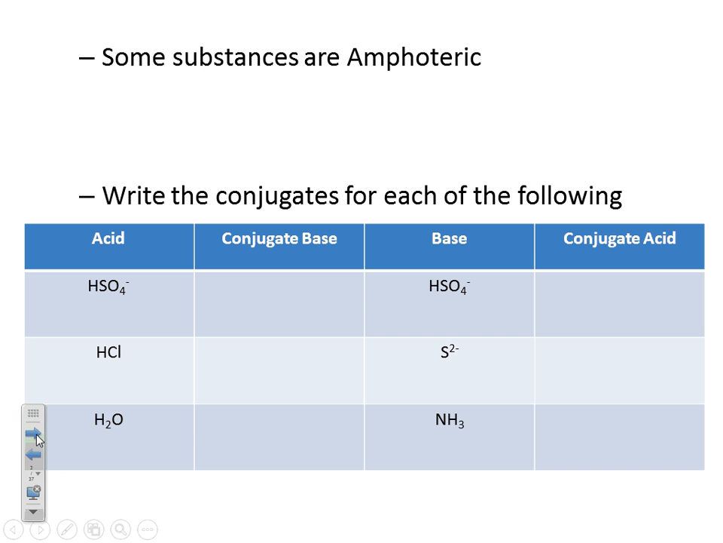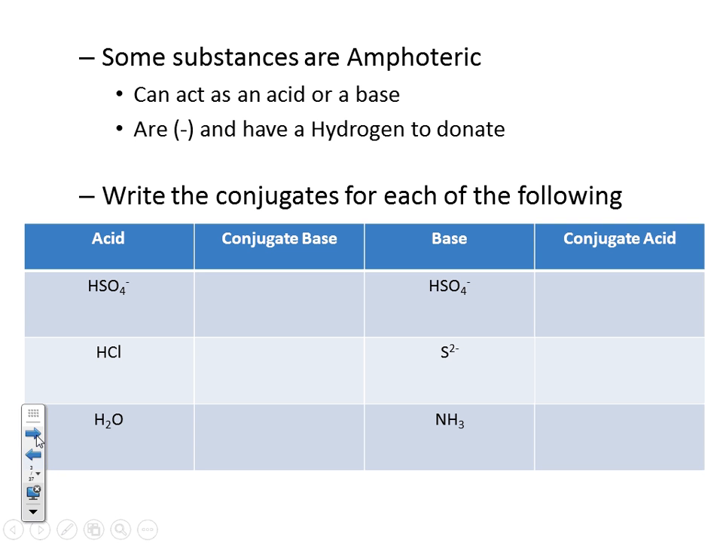Some substances are amphoteric, meaning that they can act as both an acid or a base. That would be any substance that is a negative ion that also has a hydrogen to donate. And remember that an acidic hydrogen is in the front of the compound formula. So if you have acetate ion, for example, C2H3O2-, that is a base, but it cannot act as an acid. That hydrogen is incorporated in the structure of the ion in a covalent bond and is not able to be donated.